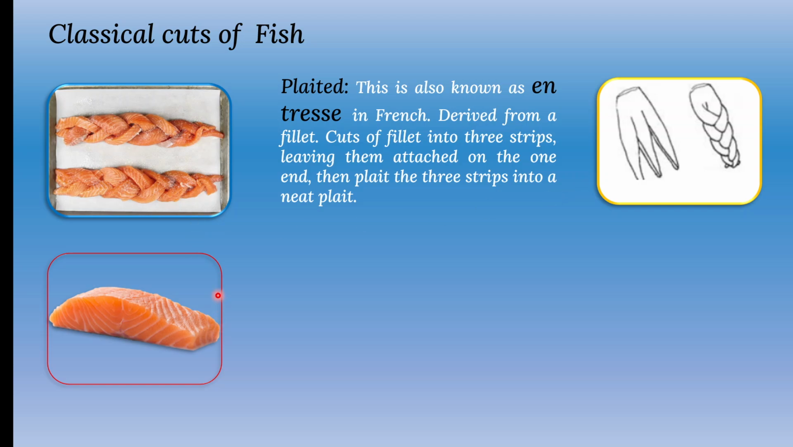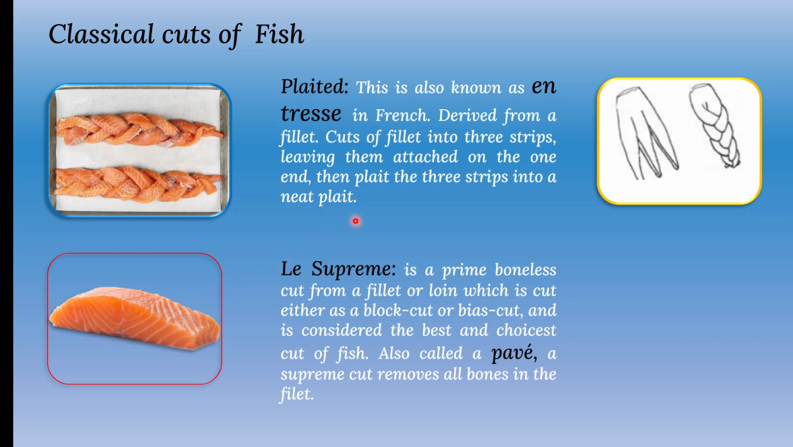This one is known as the supreme. What is this? It is a prime boneless cut from a fillet or loin, which is cut either as a block or bias cut. Bias means little slant, and it is considered the best and choicest cut of fish. That's why the name is given supreme. Supreme is the best. Also called a pave. A supreme cut removes all the bones in a fillet.